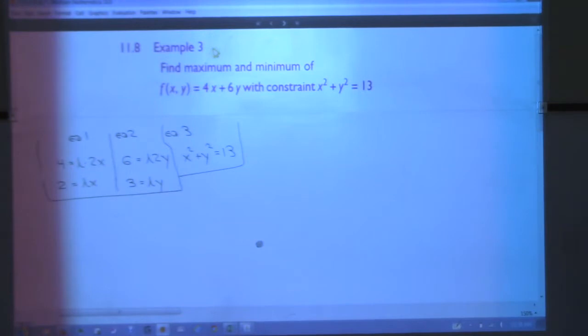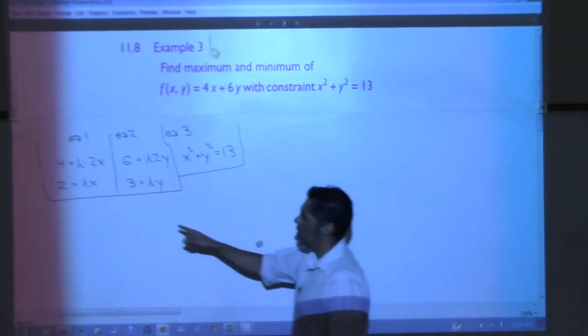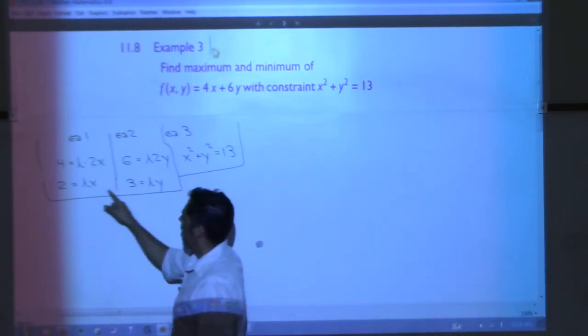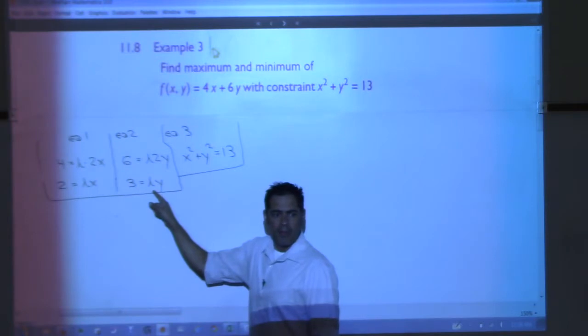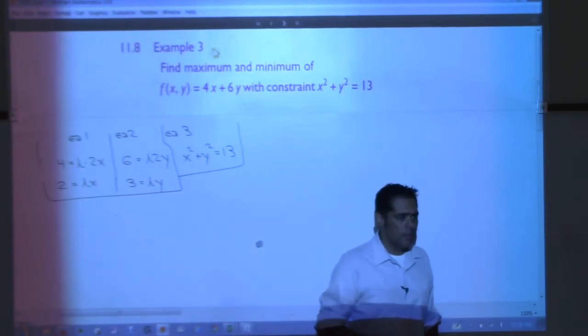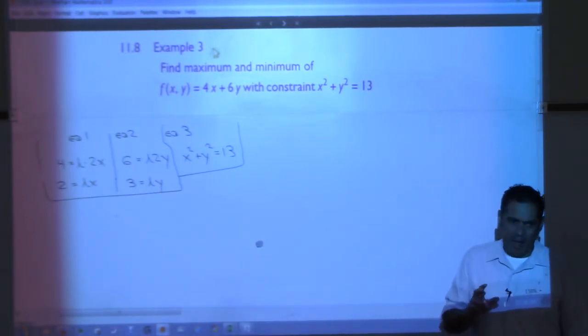So, any ideas? Solve for what? You want to solve for lambda in the first equation and in the second equation, and then set them equal to each other. You could do that with one little catch.